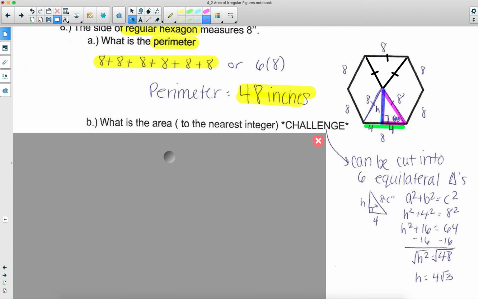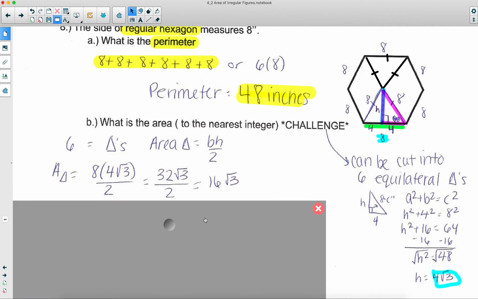So now I have all the information I need to use my formula. Here's the height at 4 radical 3, and my base is 8. So one triangle must be 8, the base, times 4 radical 3, the height, divided by 2. Okay, so then I just showed you how I kind of broke this down. 8 times 4 is 32, times radical 3 divided by 2. Remember, when you divide with radicals, you can only divide the coefficient by 2. So half of 32 is 16. So I have 16 radical 3 is one triangle.